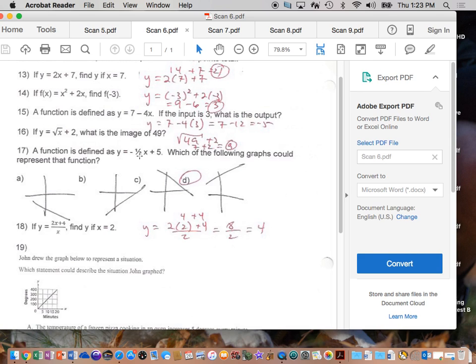Oh, see, I thought that said positive 1/2. 17 should be C. I apologize. 17 should be C. Good catch, Joe. Oh, I didn't see the negative, you mean? Yeah, I didn't see the negative either, which is why I got it wrong. But Joe, on the other hand, has better eyes than I do. He saw it. Yeah. All right.